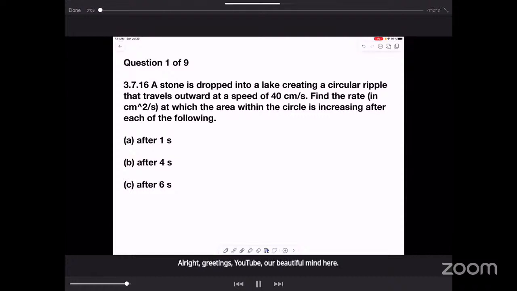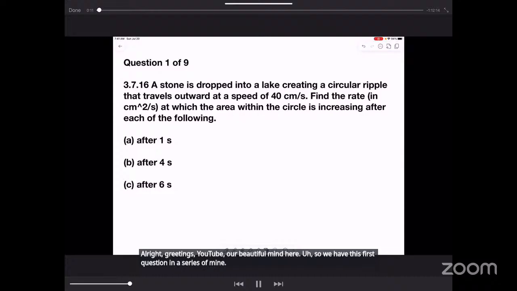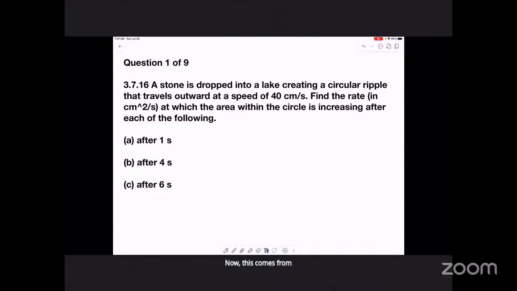So we have this first question in a series of 9. This comes from section 3.7, question 16. This is Calculus, Early Transcendentals. I think it's Stewart. And so the question goes: a stone is dropped into a lake, creating a circular ripple that travels outward at a speed of 40 centimeters per second. Find the rate in centimeters squared per second at which the area within the circle is increasing after each of the following. And then what can you conclude?